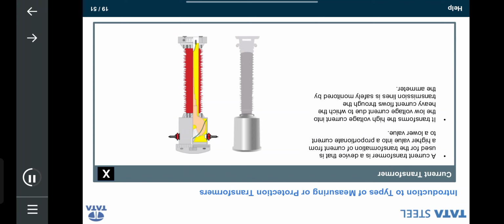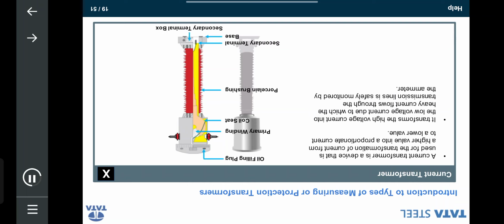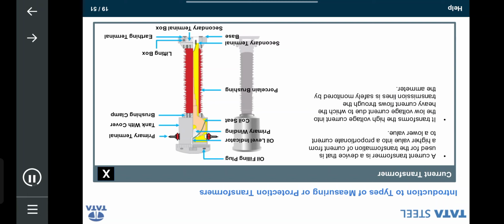Here is the image of the current transformer with labels. Oil filling plug, primary winding, coil seat, porcelain bushing, secondary terminal, base, secondary terminal box, earthing terminal, lifting box, bushing clamp, tank with cover, primary terminal, oil level indicator, nitrogen valve, pressure release device.